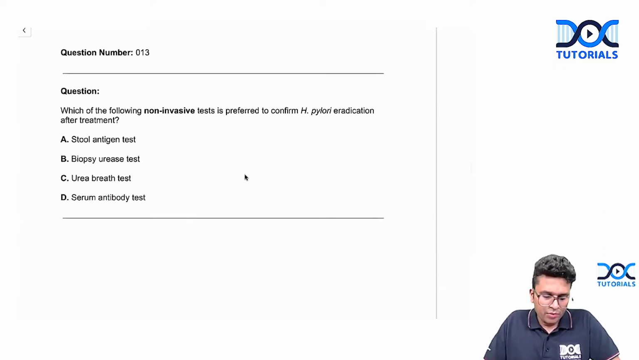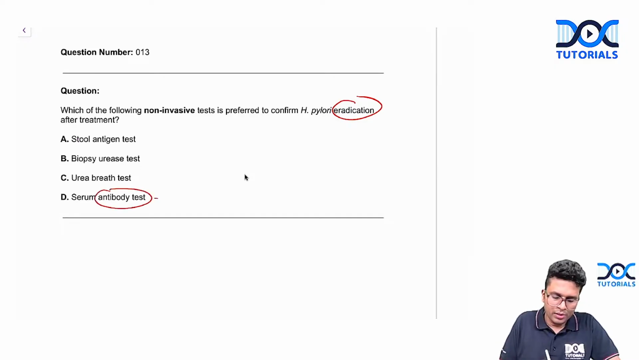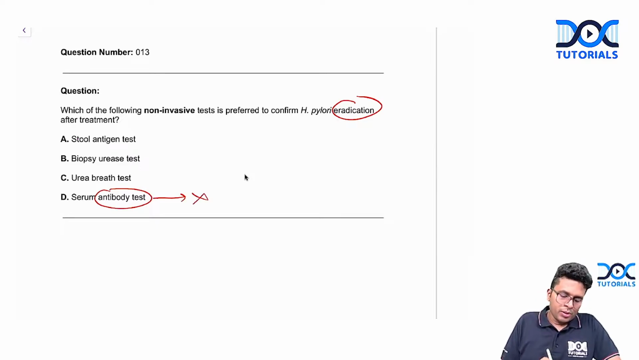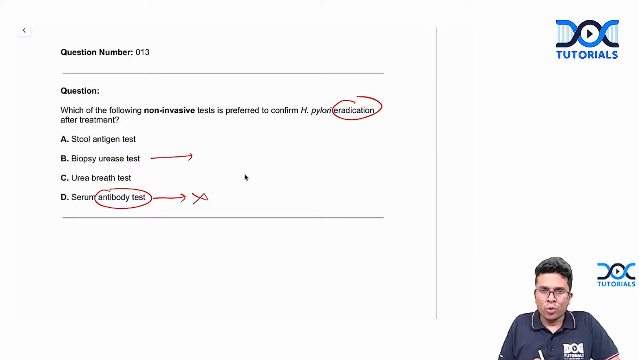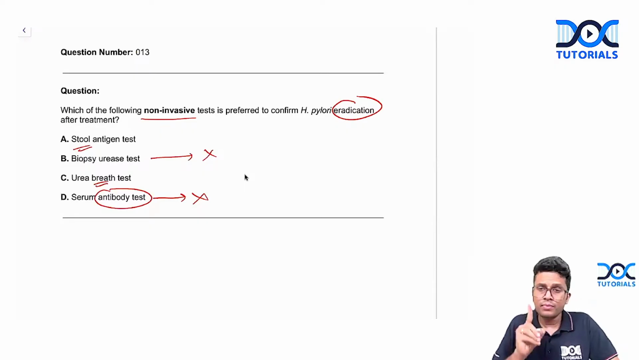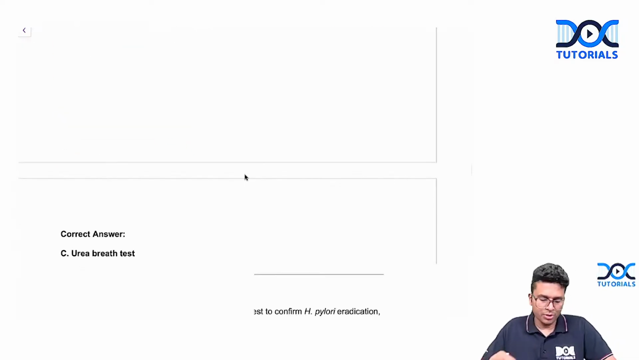Question number 13. Which of the following non-invasive tests is preferred to confirm eradication of H. pylori after treatment? Is it stool antigen, biopsy urease test, urea breath test, or a serum antibody test? Now, the antibody test is ruled out because it can never tell you whether it is a past infection or a current infection. Biopsy urease test can tell you, but doing an endoscopy is invasive, and they've asked for a non-invasive option. So among stool antigen and urea breath test, the test with better accuracy is the urea breath test. So C would be the best option here.